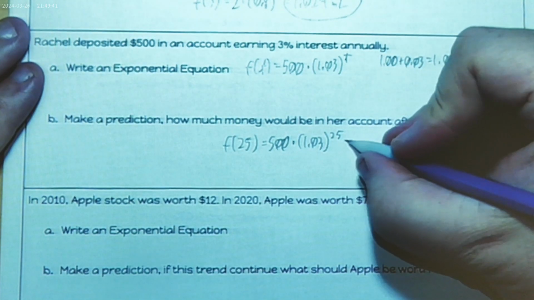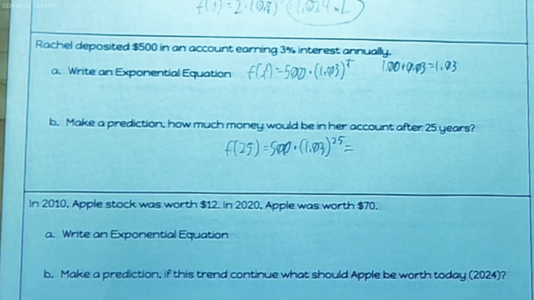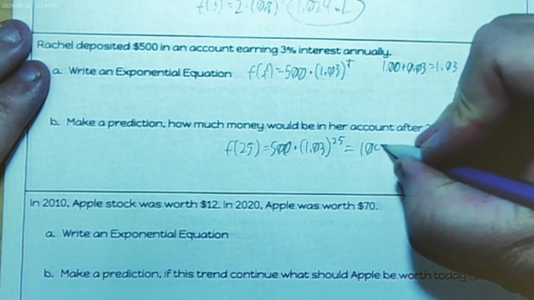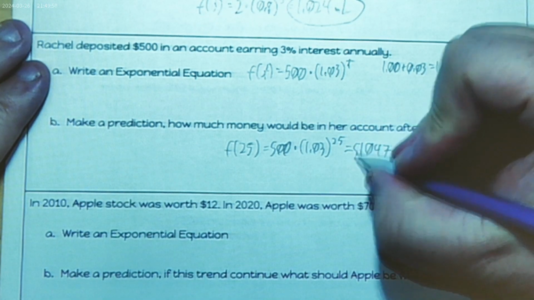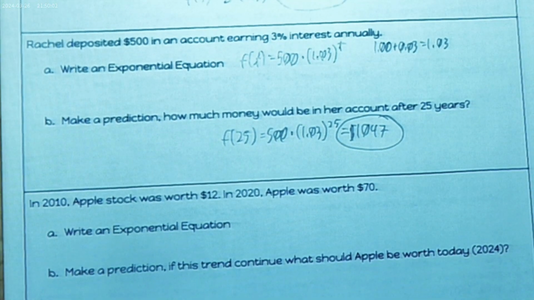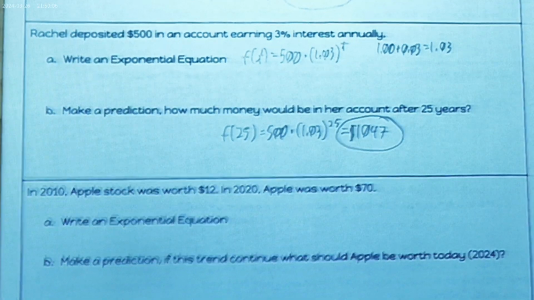Again, this is something that you can do on your calculator reading left to right, so I'm just going to do it off camera. 1.03 up arrow 25. Oh, well, all right, I stand corrected. Equals 1047. And because it's dollars, we've got to include the dollar sign, so there we go. That is how much she would have after 25 years. So, good for her.